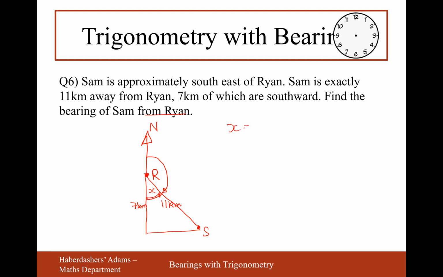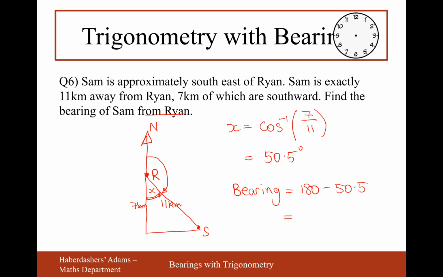So x here is going to be equal to cos inverse 7 over 11, cos because it's the adjacent and the hypotenuse side, so cos inverse 7 divided by 11, and that would be 50.5. And then the actual answer to this question will be 180 coming backwards by 50.5 degrees, so 180 minus 50.5. So I'll do that calculation, 180 minus answer, and we'll get 130 degrees when rounded to 3 significant figures.